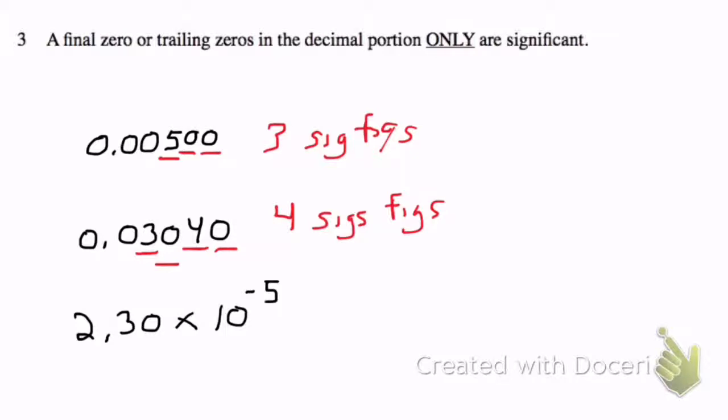The last one uses scientific notation, but it acts no differently than any other number, and we see that the 2 and the 3 are non-zero numbers, followed by a 0 in the decimal portion of the number, which is a trailing 0, is also significant. So the final answer would have 3 sig figs. We have to remember that with scientific notation, the rest of the zeros are estimates or rounded numbers. Only the digits that are in the first part of the scientific notation are significant. So the 2.30 are the only significant digits in that number.